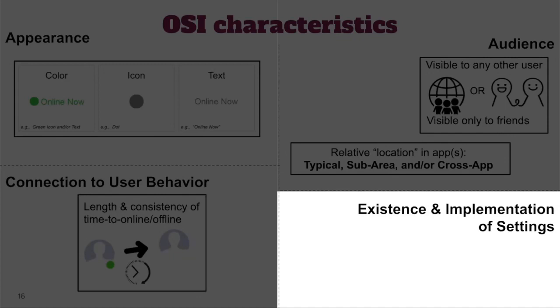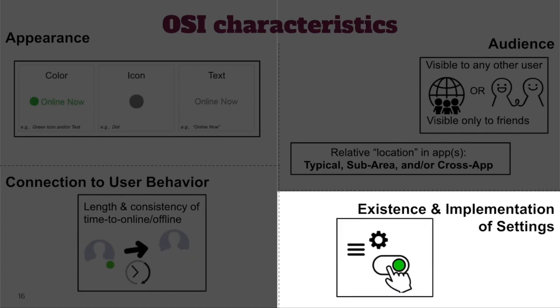There are lots more questions that a user might need to answer in order to understand how changing their setting will impact their self-presentation via their OSI. For example, can I specify how many people or groups can or can't see my OSI? Only 2 of the apps that we studied allow you to specify specific individuals that you might want to hide your OSI from.